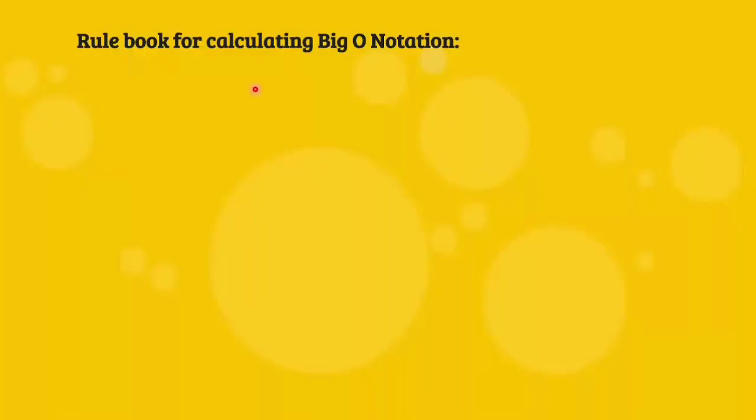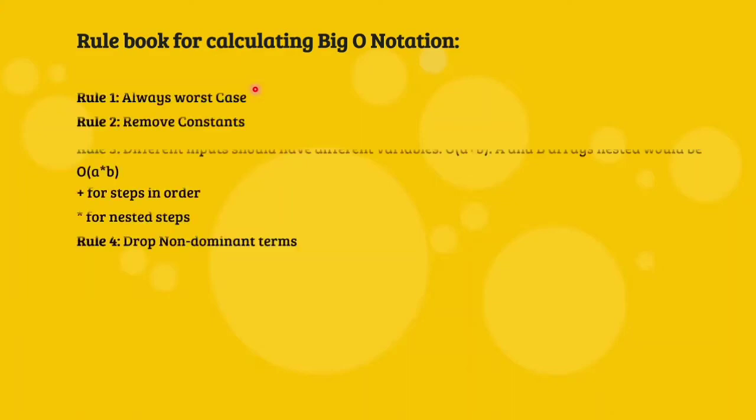Welcome back. Once we know what Big O notation is, it's time to calculate Big O notation, and for that we need to have some rules in our mind. Let's see each one in detail. Rule number 1: always worst case. That means whenever we are calculating Big O notation, we always need to have the worst case in our mind.